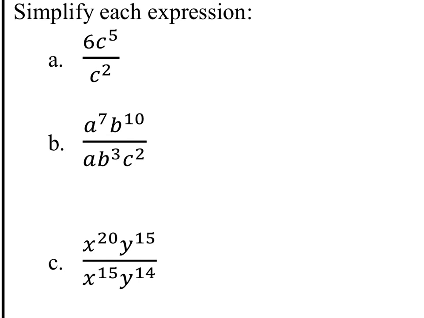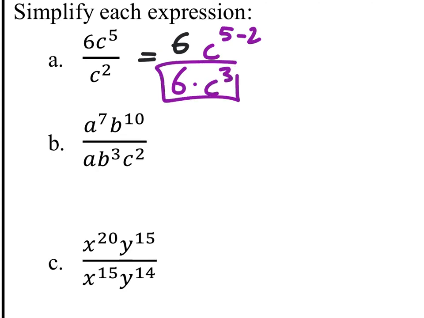Alright, so let's simplify these. We've got 6, and then we're going to multiply it by c to the power of 5 minus the 2, so 6 times c to the power of 3. Hey, that rhymes.